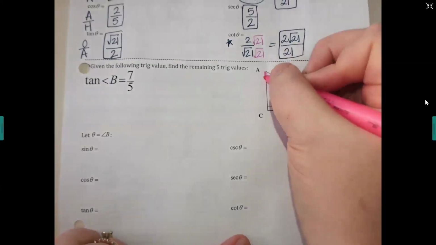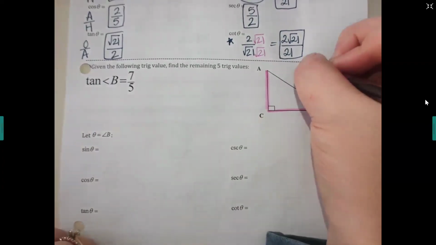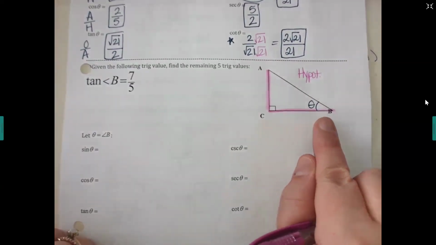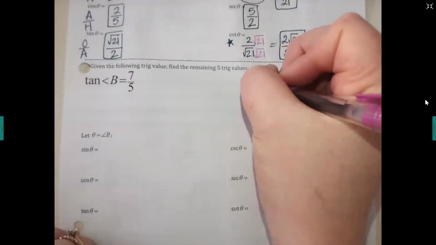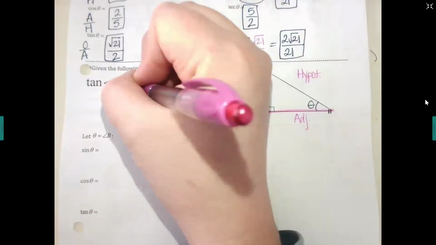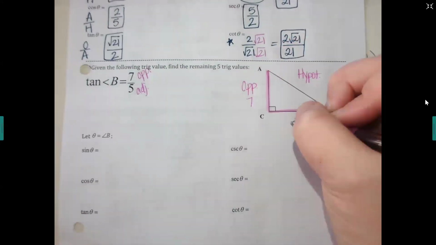So your theta should be here. Your legs have to touch the right angle, which means that your hypotenuse is going to be over here. What will this side be? The opposite or the adjacent? Adjacent, because it's touching the theta, which means the other side is the opposite. Okay, then once you label that, think about the side ratio for tangent. Tangent is TOA, which means 7 is the opposite, 5 is the adjacent. So my 7 goes here, my 5 goes here.